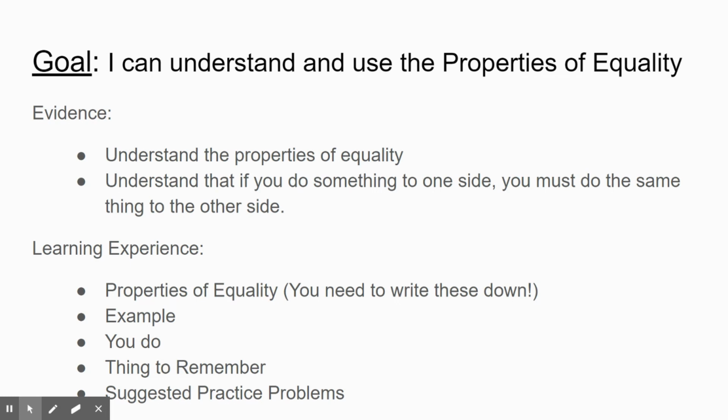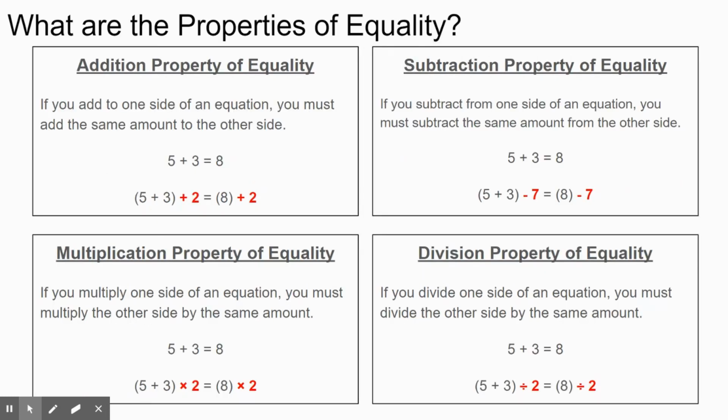We'll look at more of what that means when we understand what the properties of equality are, but really that's the big takeaway already. That's the thing to remember, as you'll see in the learning experience down there. So, what are the properties of equality? First off, make sure you write all 4 of these down, as well as the examples.